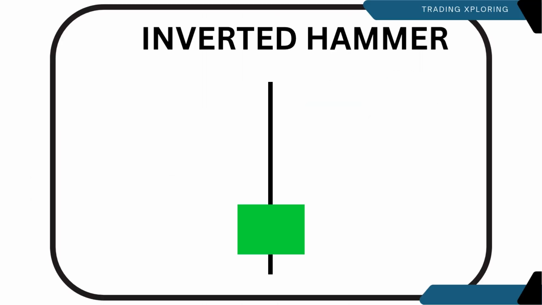Inverted hammer candlestick. The inverted hammer is a bullish reversal candlestick pattern that often appears at the bottom of a downtrend. It suggests that buyers are trying to take control, but you'll need confirmation before acting. How it looks: small real body at the bottom of the candle, long upper wick at least twice the size of the body, little or no lower wick. It looks like an upside down hammer.